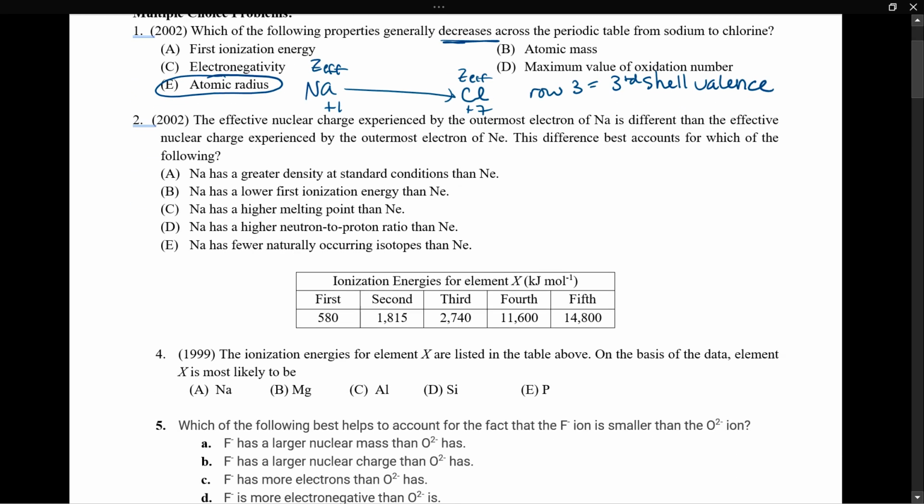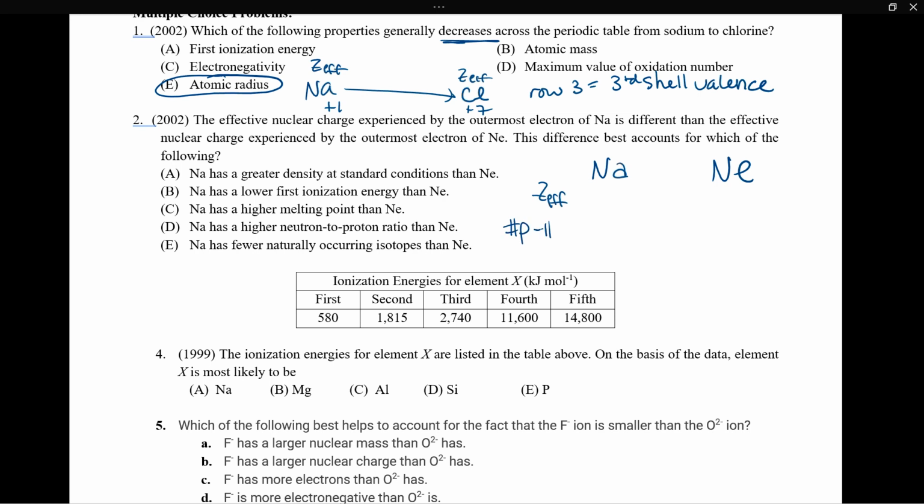All right, next one, we're looking at sodium versus neon. And sodium versus neon, we're comparing their effective nuclear charges. Let's just quickly calculate what those are. So the effective nuclear charge, remember, is the number of protons minus the number of core electrons. So sodium's got 11 protons, 10 core electrons, so it's got an effective charge of +1.